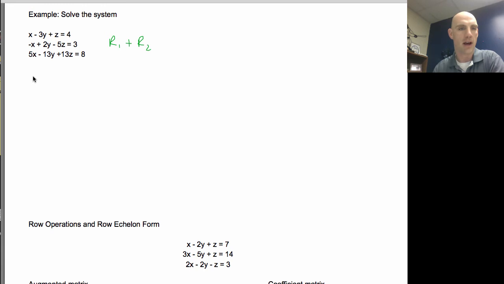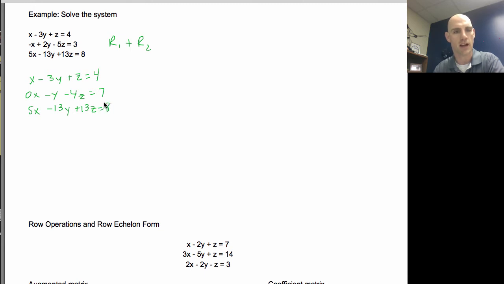So on top I'm going to have x minus 3y plus z equals 4. And then when I add that, I'm going to have 0x. Negative 3 plus 2y would be minus y. And I'm going to have z minus 5z, so minus 4z equals 4 plus 3, which is 7. Last line stays the same, 5x minus 13y plus 13z equals 8. Okay, got to eliminate x from that bottom row.